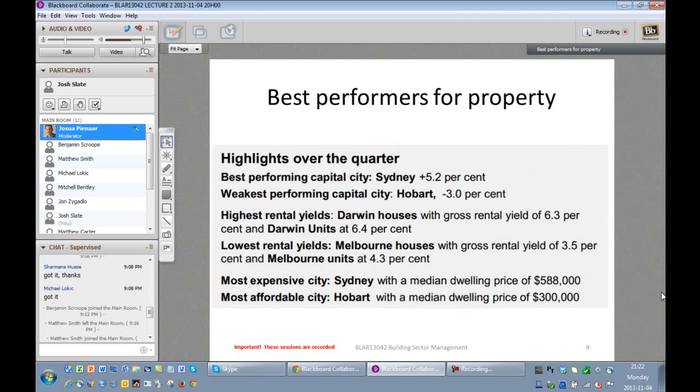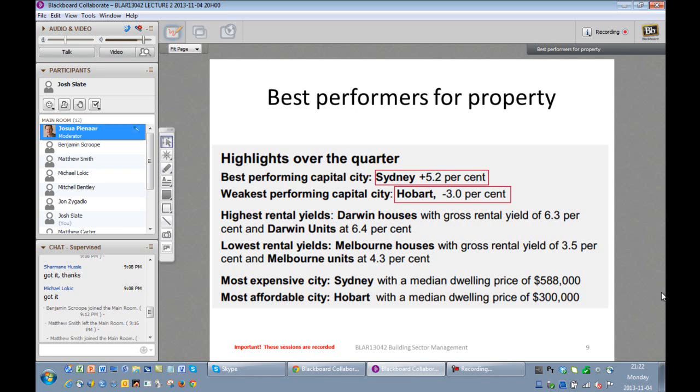All right, so let's have a look at the best performers for property. There we can see Sydney at the top again. Not good news for those of us who live here, because it means we're going to pay more and more, especially if you want to change your property. And then, of course, those of you who live in Hobart.